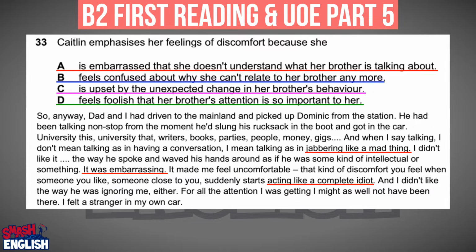Let's go on. B. Can she relate to her brother? No, but does she feel confused about this? She doesn't talk about confusion, and because she doesn't, we can eliminate B. C. So, is the change in her brother's behaviour unexpected? Well, she feels embarrassed and uncomfortable, and she likens her brother's behaviour to someone close to you suddenly acting like a complete idiot. This all suggests that her brother's behaviour is indeed unexpected.